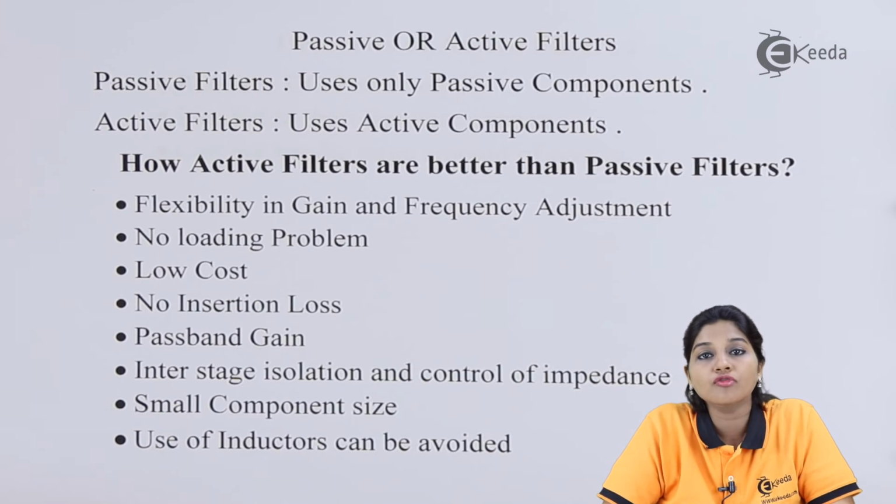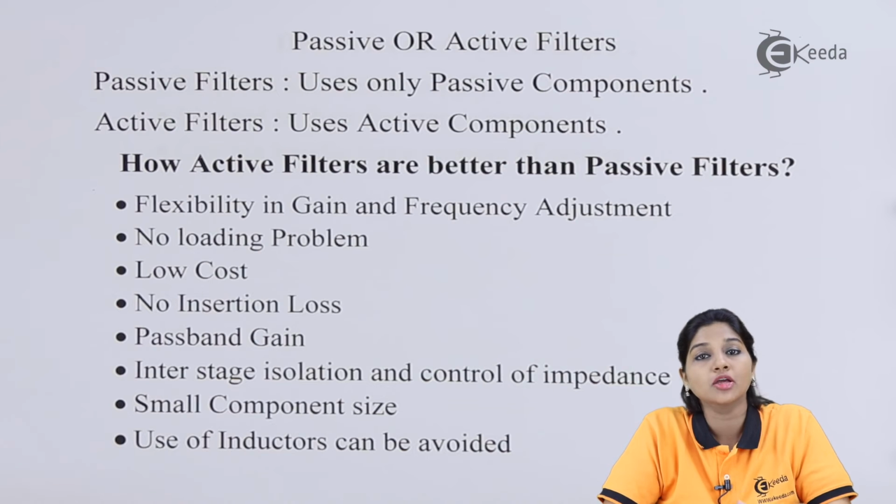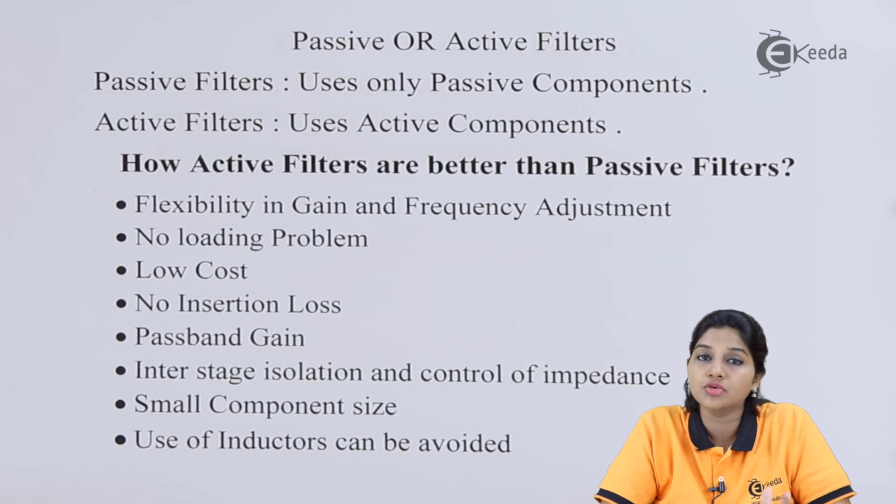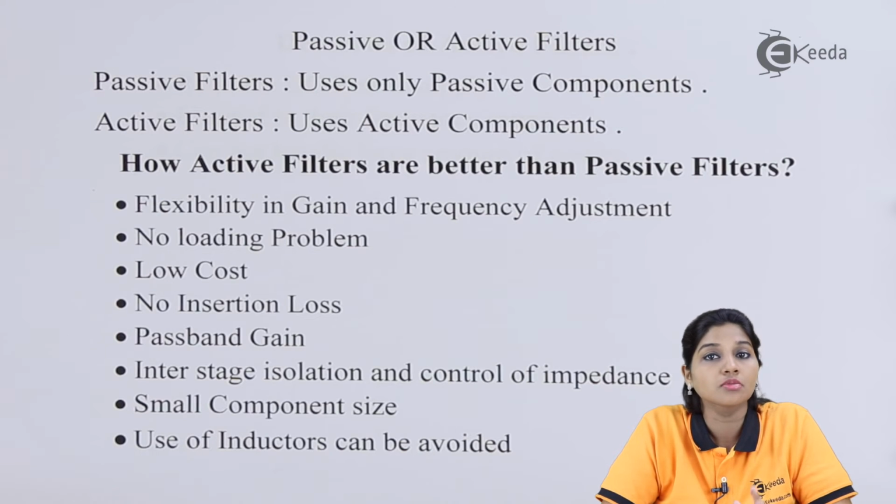The passband gain can be easily adjustable due to the use of op-amp. As we know, the gain of the op-amp can be easily adjusted by using various values of resistors in the op-amp circuit. So the gain of the op-amp can be adjusted along with the frequency adjustment, which is not possible in case of passive filter, because passive filter uses only resistor, inductor and capacitor, which are passive components.